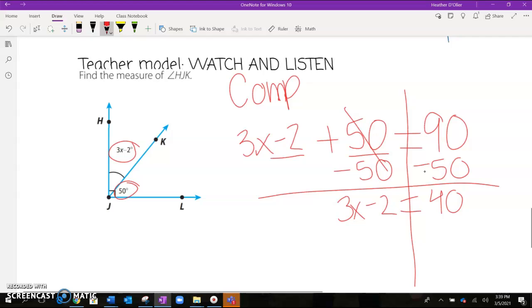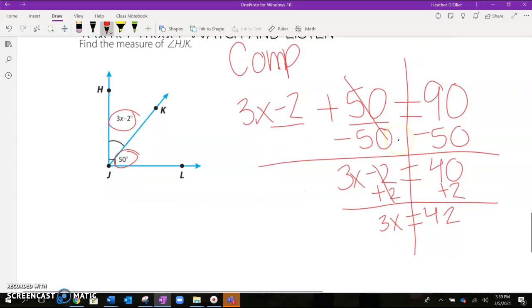But now that I have the minus 2, I've got to add the 2. And I could have combined negative 2 and 50 to give me positive 48, and then I would have just subtracted 48. All right, well, that made 0. Bring down my 3x. That equals 40 plus 2. That's 42. All right, now I have multiplication, so I need to divide. Divide by 3, divide by 3.